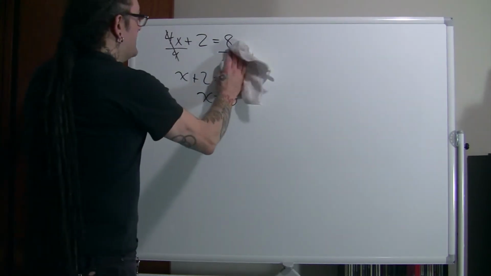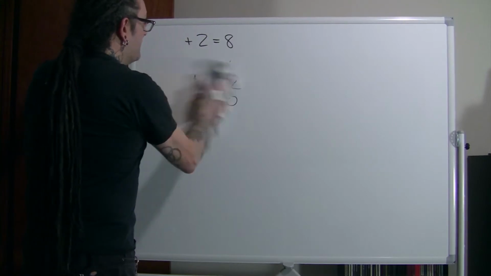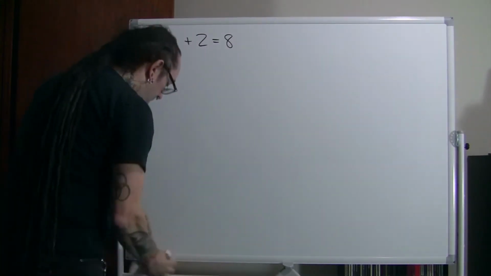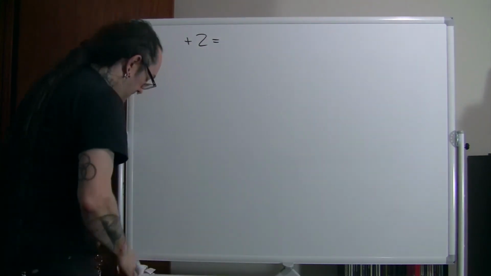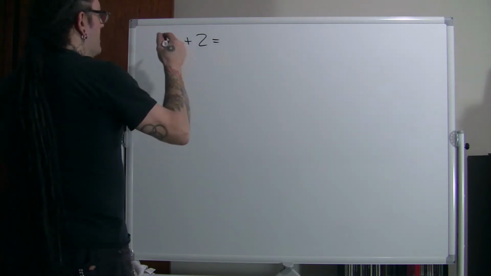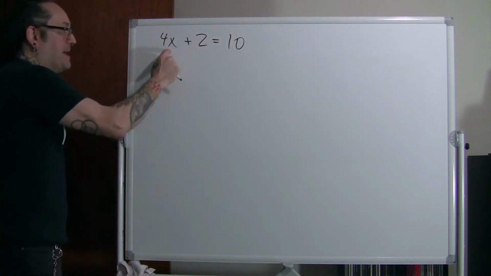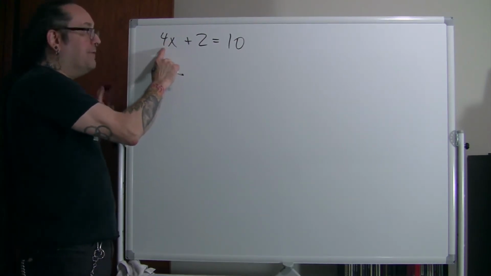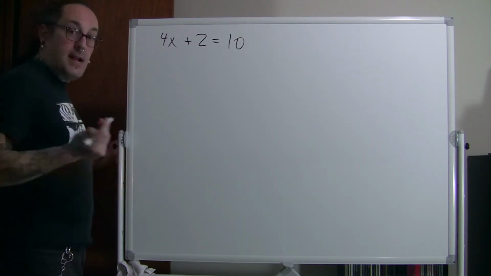So let's see. What parts do I have to rewrite? It's just this part. 4x plus 2 equals 8. And let's make this 10, and you'll see why. So 4x plus 2 equals 10. So I've got to get x by itself. I have to get the term involving x by itself. That includes the 4. So really I want to get 4x by itself. Not so bad.